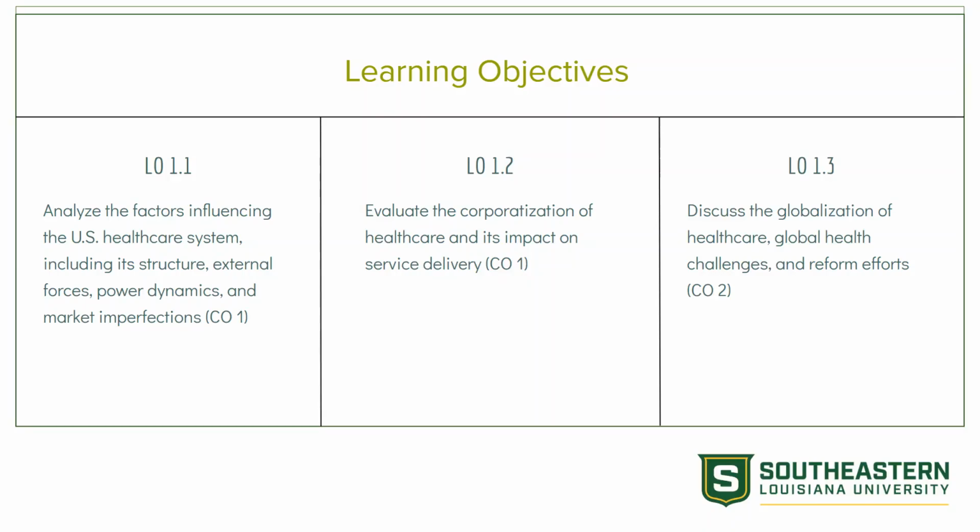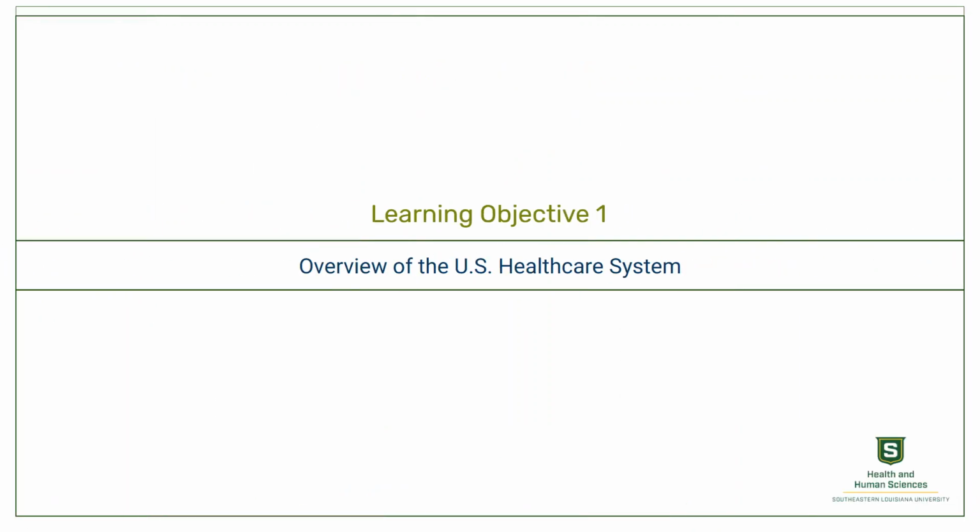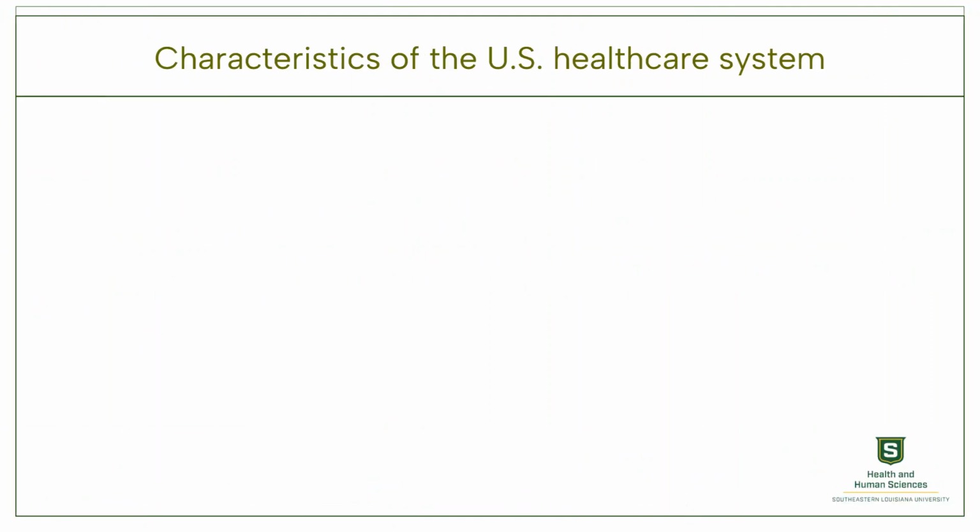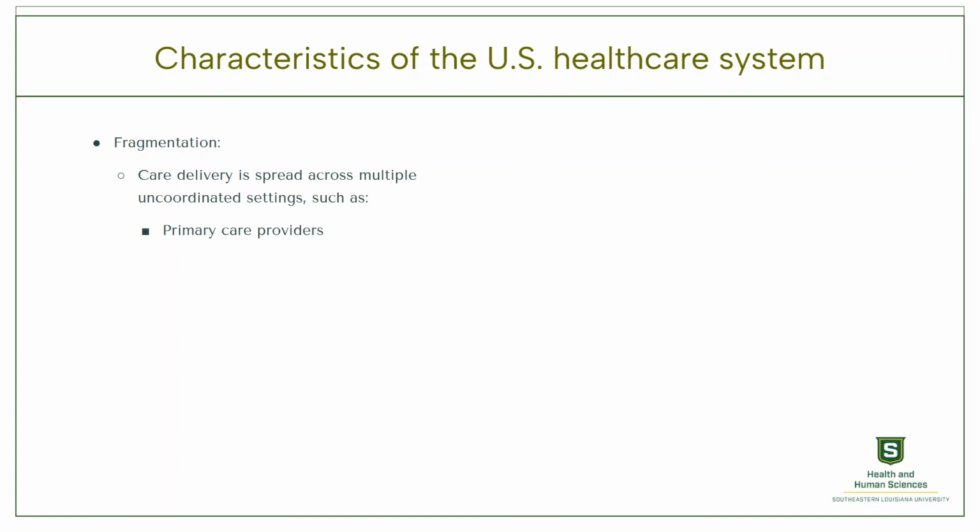So let's get into the first learning objective, where we are going to look at the overview of the US healthcare system. There are a couple of characteristics of the US healthcare system that you need to know. First, it is very, very fragmented. Care delivery is spread across multiple uncoordinated systems. You have the primary care providers, you have the specialists, and you have hospitals and post-acute facilities.